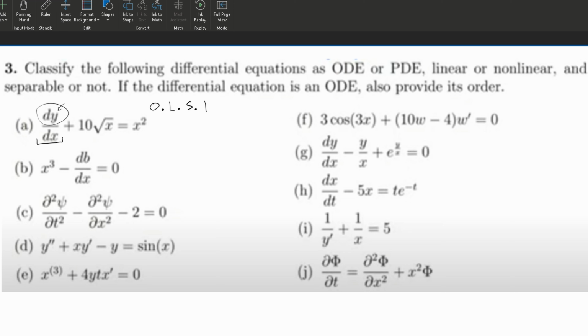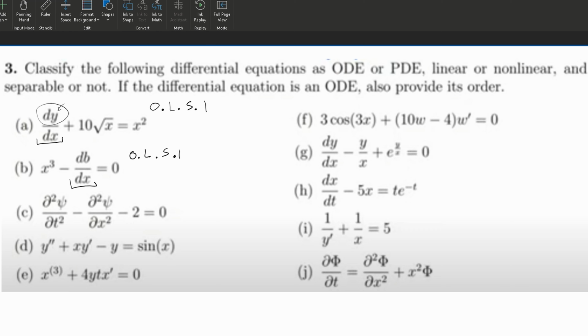For B, we have x cubed minus db/dx is equal to 0. So let's look at our differential equation. It's going to be an ODE. Is it linear or nonlinear? Well, our dependent variable b only occurs once by itself. It is linear. Is it separable or not separable? You can move all the x's over. This makes it separable. And the order is just going to be 1 by looking at our differential equation.